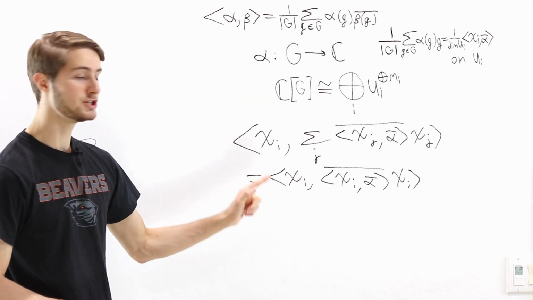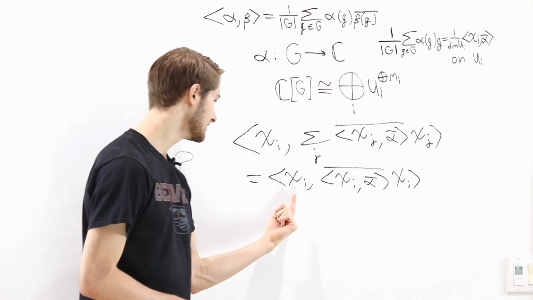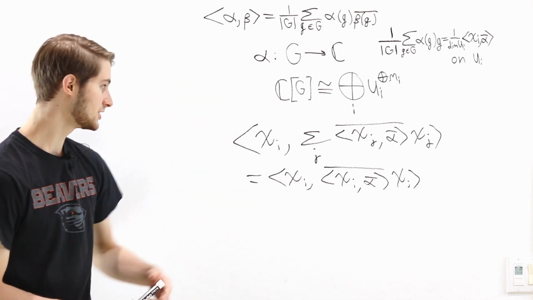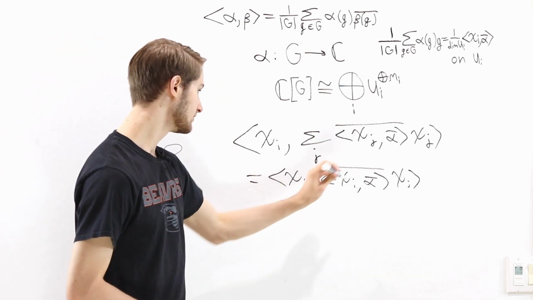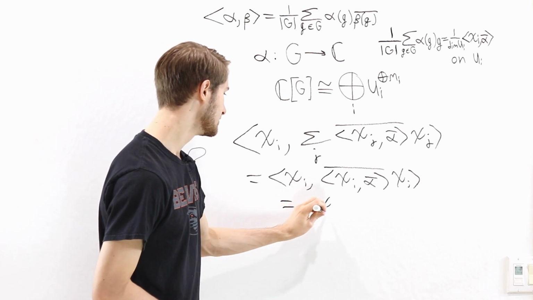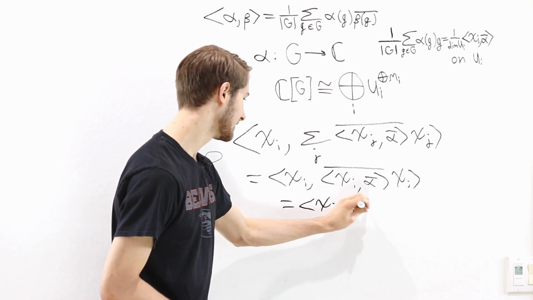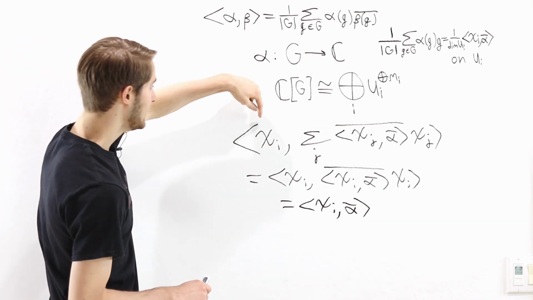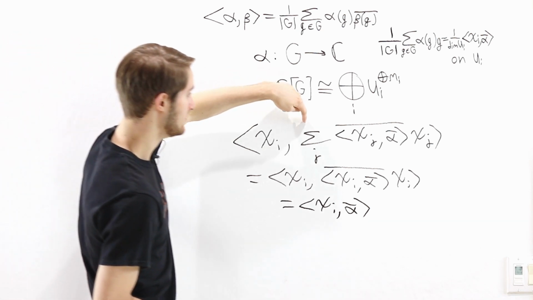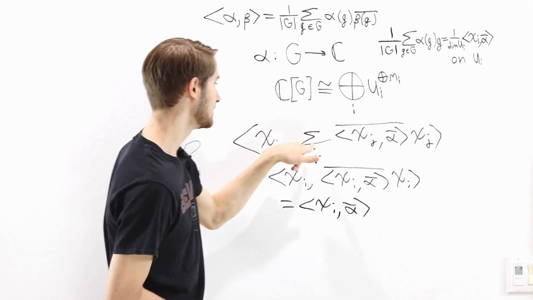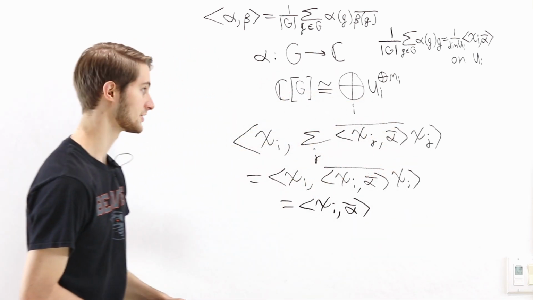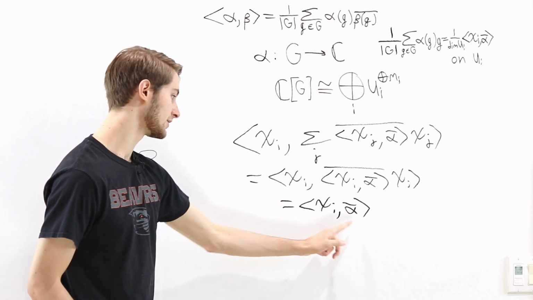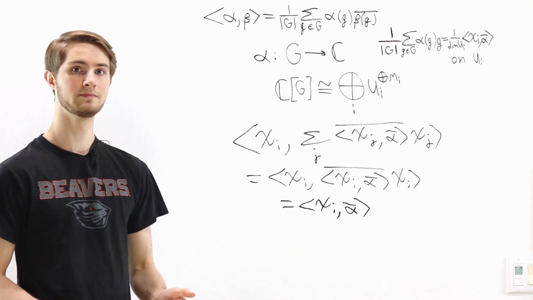Because this is a Hermitian inner product, a scalar in the second part of the inner product gets pulled out with a complex conjugate over it. So the final result is that we get rid of the bar, and we just get the inner product of chi i with alpha bar. So notice, the inner product of any irreducible character with this linear combination of irreducible characters is the same as the inner product of that irreducible character with alpha bar.